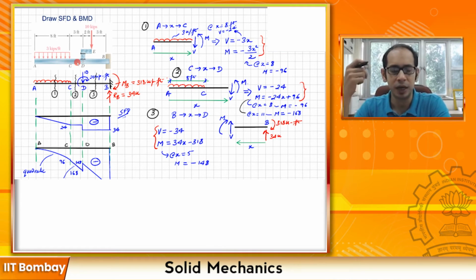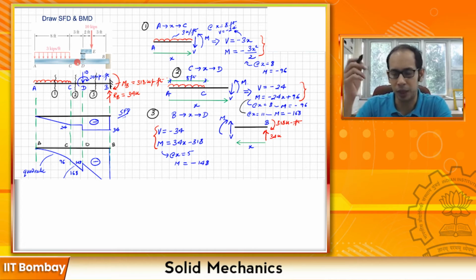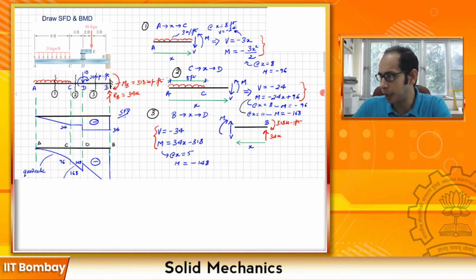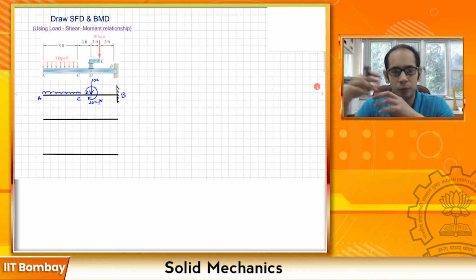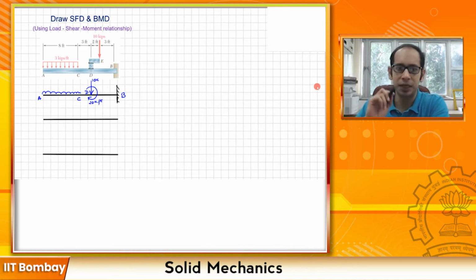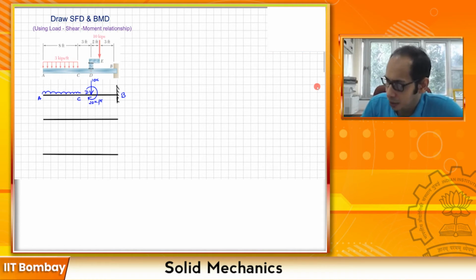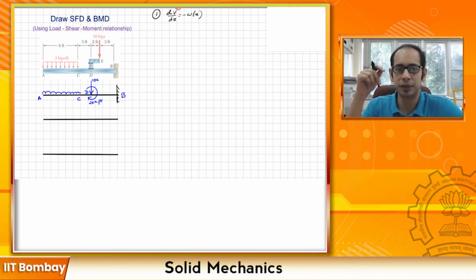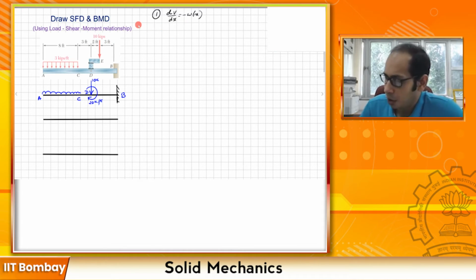So let's see whether using the relationships between the bending moment, shear force and the loads is going to make our life easy. For this problem, since it has all the types of loads, I'm going to write out the basic relationships again, so that we are all on the same page. The first relationship was dV/dx equals negative of w(x). Always remember, this negative sign is because w was acting vertically down. If it was acting vertically up, this would be a positive sign. So keep that in mind.